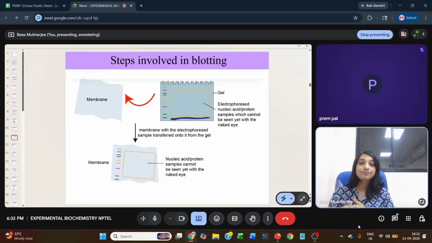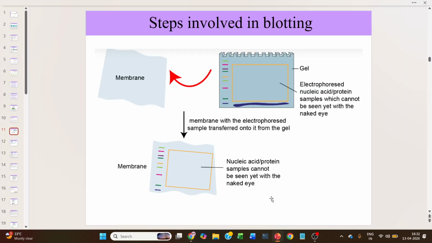Next, the nucleic acid or protein samples cannot be seen yet with the naked eye, but then you can see them with a particular stain. What is this stain? This is called the Ponceau stain. Okay, so Ponceau, that is the spelling. So this is a red stain, and when you stain the membrane with this, you will see that all the proteins and everything else has been transferred. Okay. Now, next what do we do?